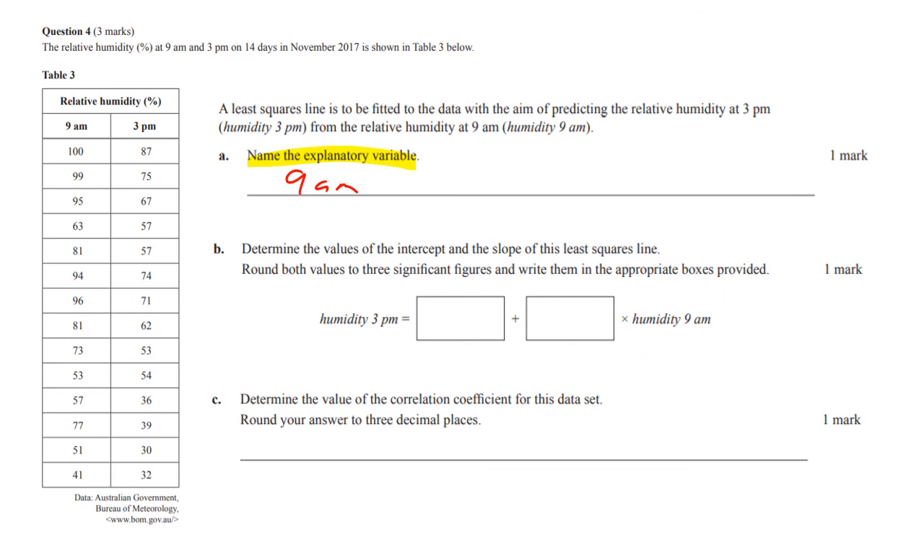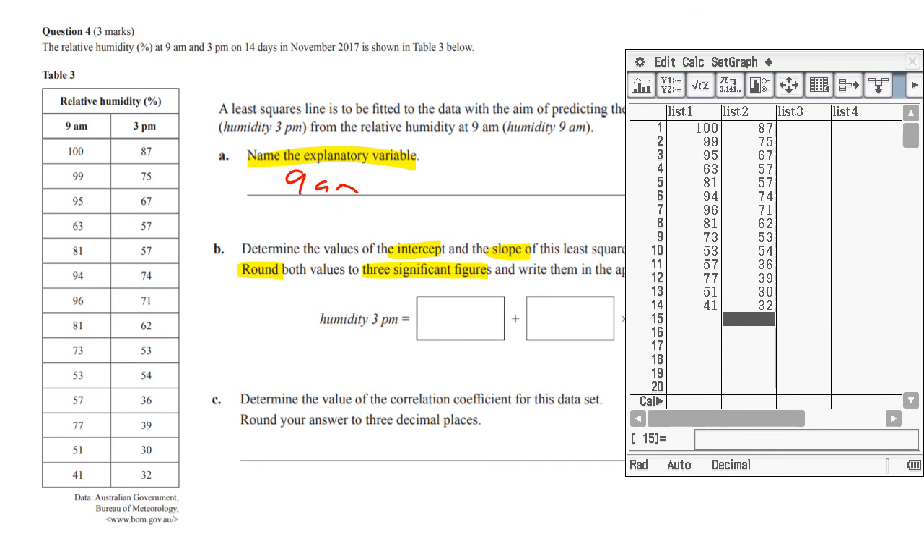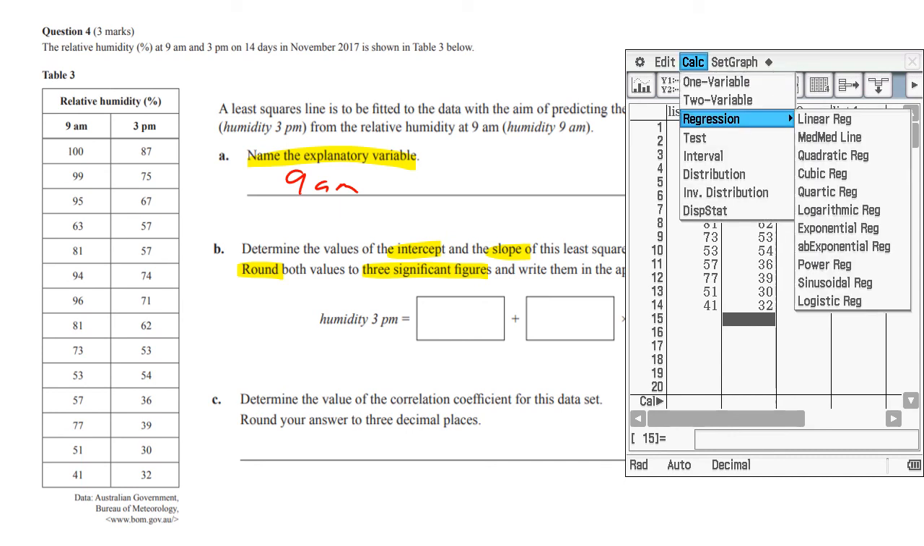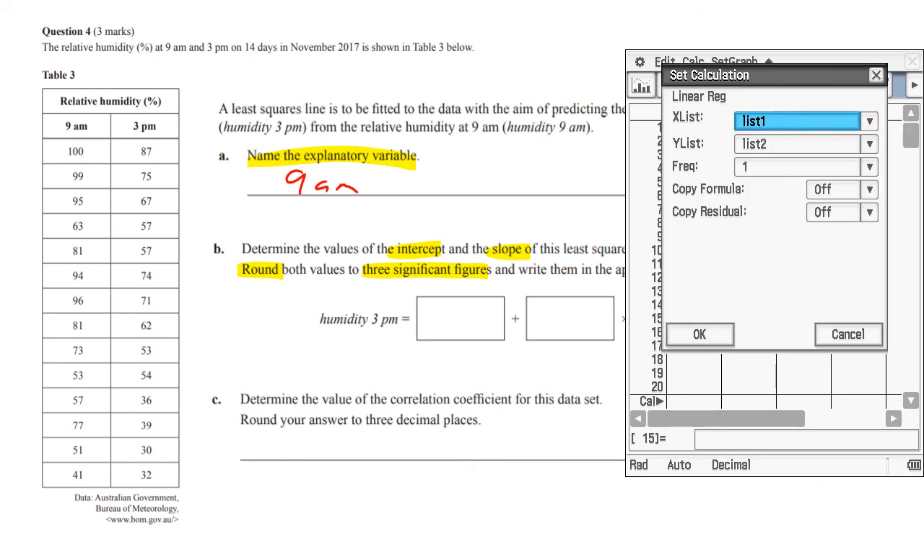So the next part is we need to determine the values of the intercept and the slope. This one's the intercept, this one's the slope. Make sure you get that the right way around. Slope is next to the x, right? And it says you've also got to, just to get the mark, round to 3 significant figures. So you're going to have to hit the calculator. First thing you do is put the data in. Then regression, calc regression, linear reg, and you get this.